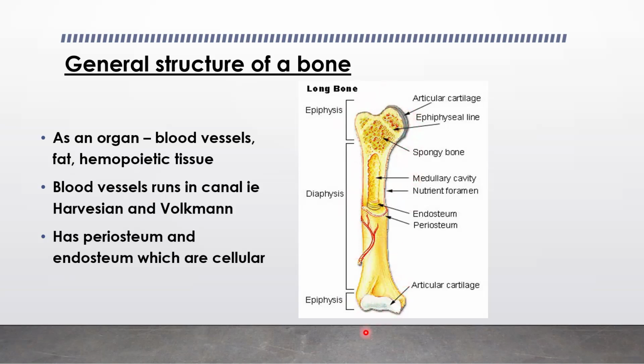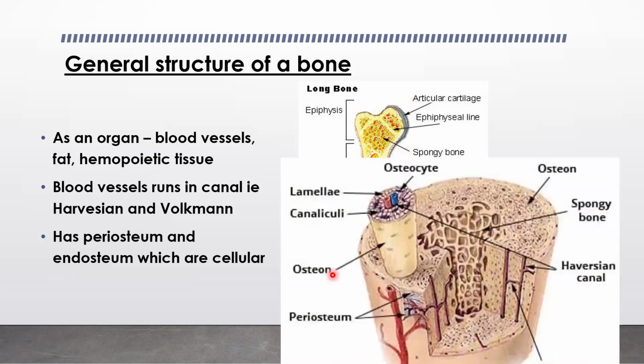For example, this is a femur. We'll have articular cartilage for the hip joint, and then articular cartilage for the knee joint. If this is a humerus, appreciate that here we'll have articular cartilage for the shoulder joint, or the glenohumeral joint, and at this point we'll have articular cartilage for the elbow joint.